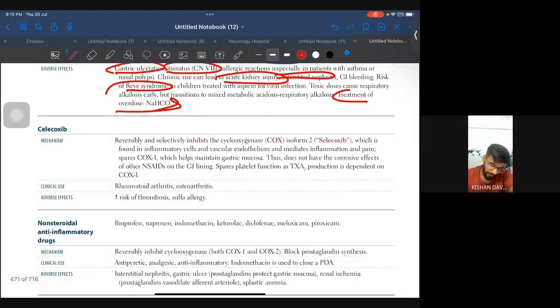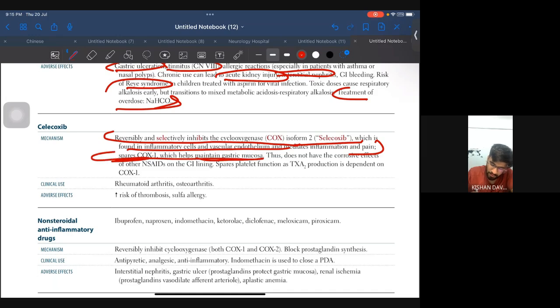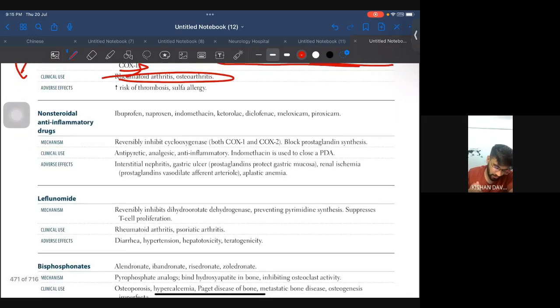Okay. Coming to celecoxib, it reversibly and selectively inhibits cyclooxygenase-2, which is found in inflammatory cells. You need to remember this. It spares COX-1, which helps in maintaining the gastric mucosa. So celecoxib is better than aspirin because there is no gastric problem here. It spares COX-1, thus does not have a corrosive effect. It spares platelet function, as thromboxane production is dependent on COX-1. So platelet function is preserved, and gastric function is preserved. Used in rheumatoid arthritis and osteoarthritis. No adverse effect, you can go.